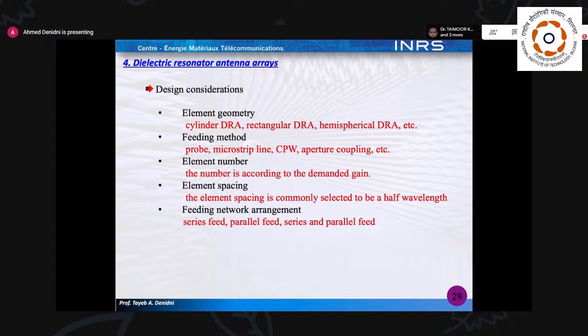If the space is very small, we have a problem with mutual coupling. If the space is very large, we have the problem of grating lobes. This way, we have to handle these two issues and find a compromise to achieve the right spacing, to have less mutual coupling and avoid the grating lobes. And last but not least, for the array we have to select the feeding network. This may be a serial feed, parallel feed, or a combination.